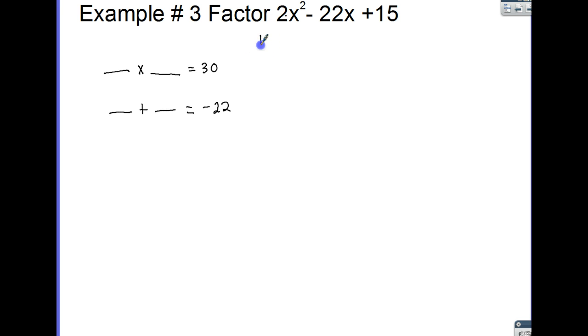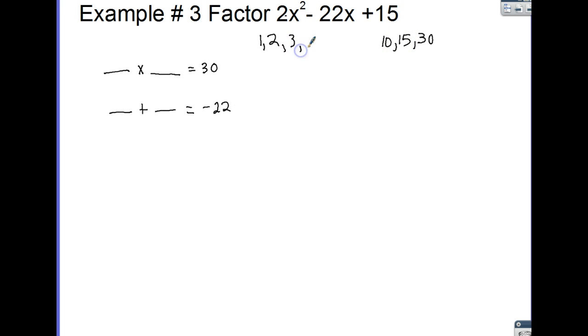Let me go through the factors of 30. Well, 1 times 30 is 30. Those are two factors of 30. And then 1 plus 30 is 31. That doesn't work. 2 times 15. Those are two factors of 30. 2 and 15 add up to be 17. That's not 22. 3 and 10. Well, that multiplies to be 30, and that adds to be 13.